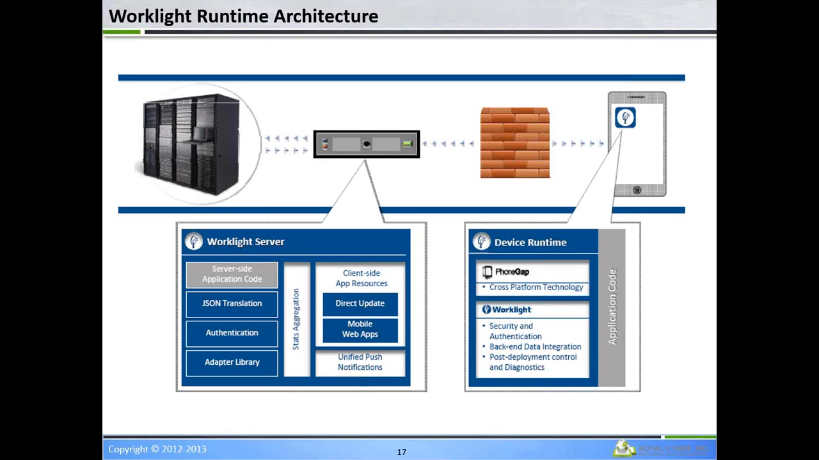So the Worklight server will handle the call. It will authenticate this user as per our security configuration, and then it will pass your call on to the backend system. For example, you want to call a database, an MQ or a web service, then it will do these things. And once the backend has been called, the Worklight server responds back to the device.